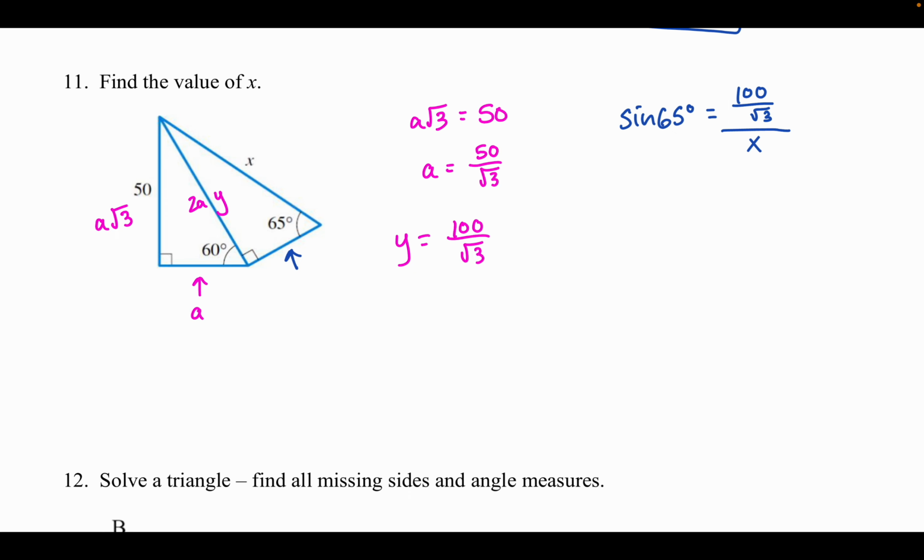So to solve for x, I'm going to multiply x over, and then divide by sine of 65 degrees. If you're asked for an exact value, this is it. We can plug that into our calculator, though, to get a decimal approximation. I'll give you a moment to work on plugging that into your calculator.